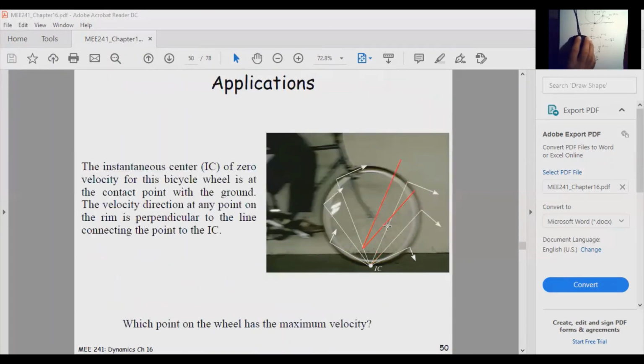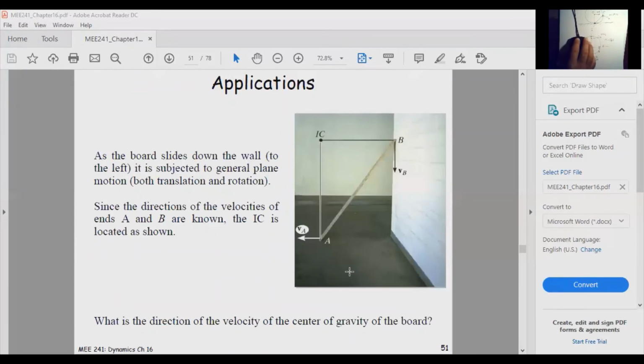So this is what we have been trying to discuss in this lecture. And again, this is the instantaneous center of rotation. We've done that. How about here, right? Can you guys guess where the instantaneous center of rotation is here? It's pretty simple, right? So this is a bar, and the bar is sliding down.